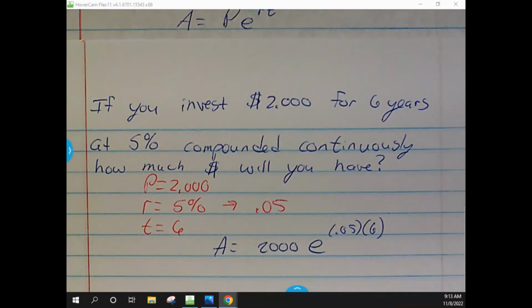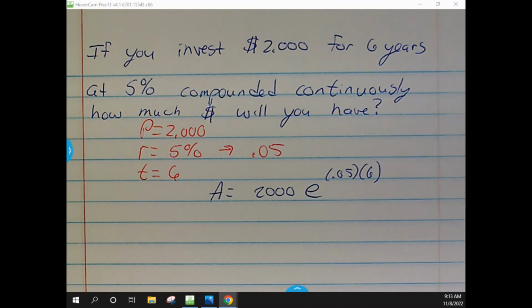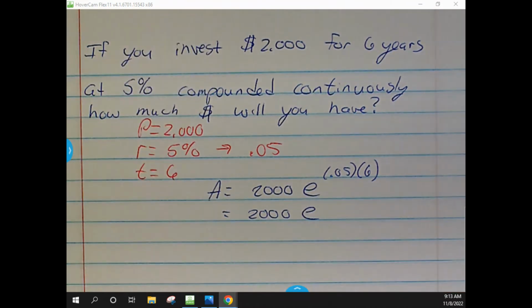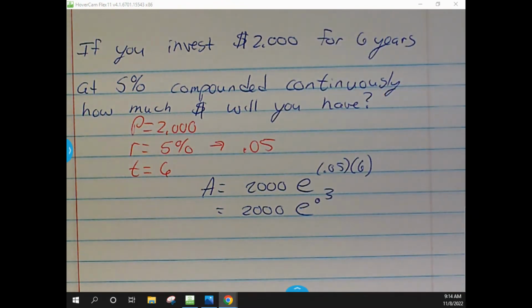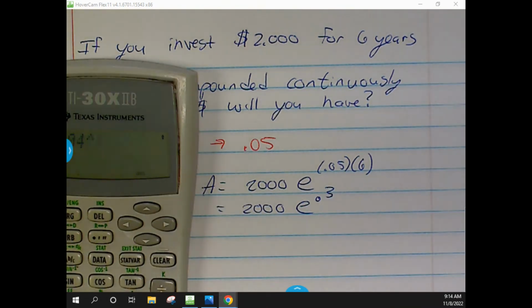Because depending on the calculator you have, it might do that correctly, but it might not. So for this one, go ahead and do the 0.05 times 6, which would be 0.3. Okay, and then you can plug that in your calculator. Now for your E button, and all the E buttons are always tied together.